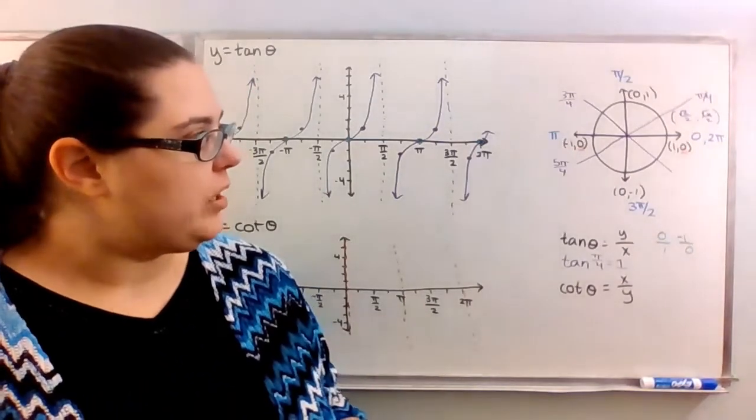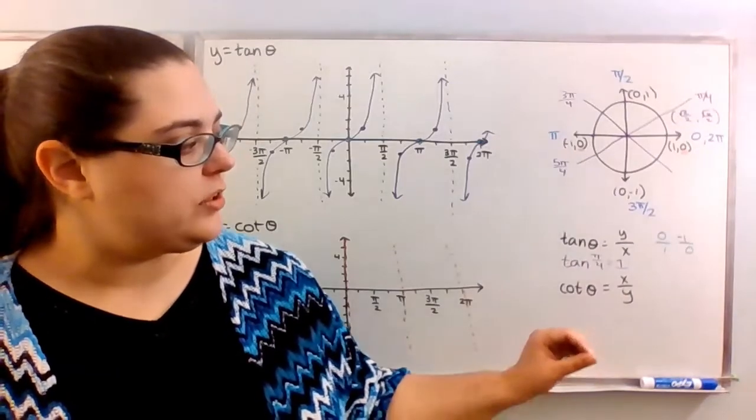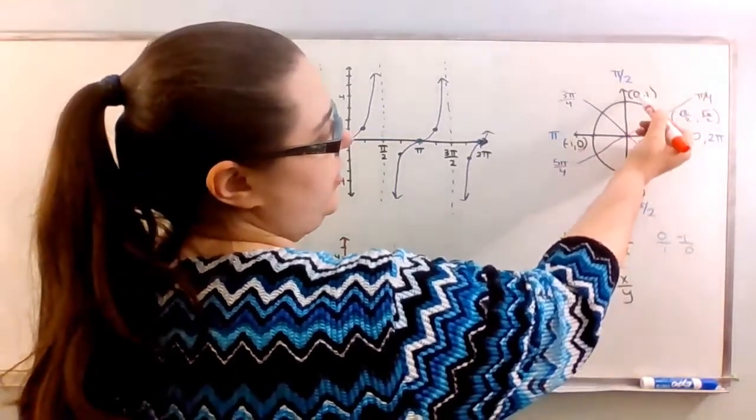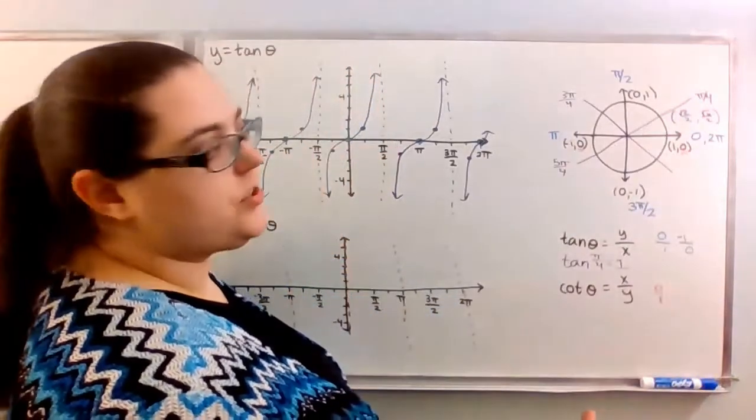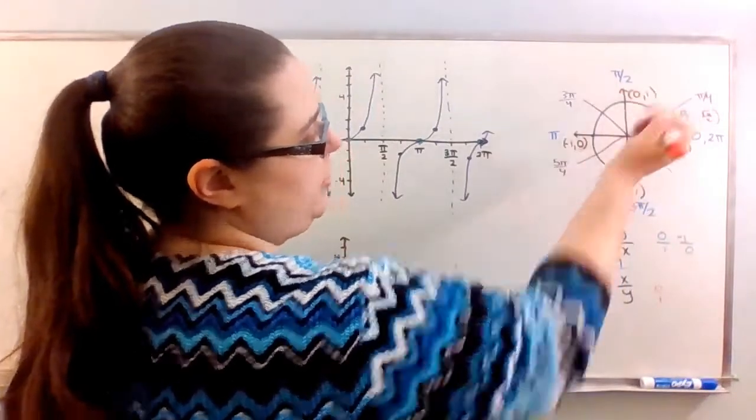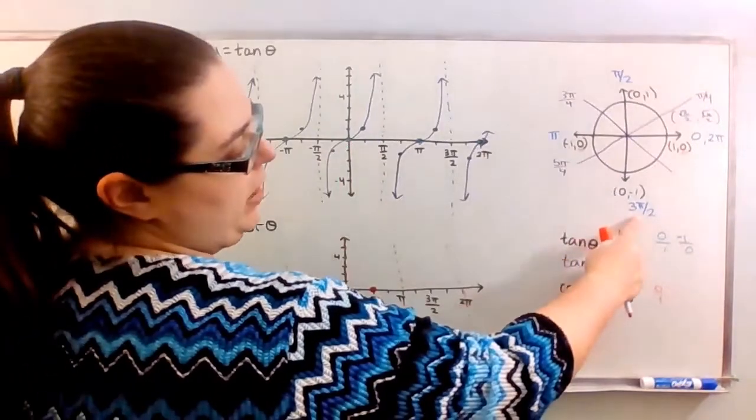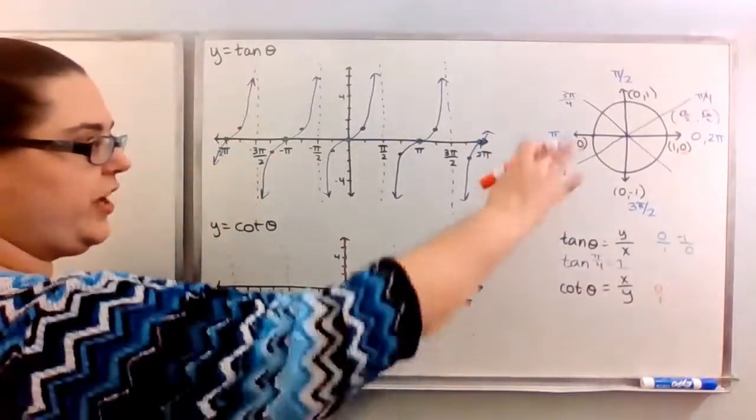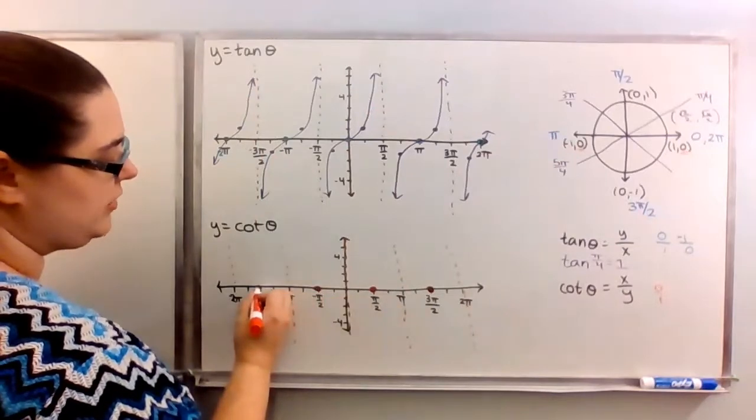Then, when we have the ratio of like 0 over 1, so now we have like an x value here of 0 and a y value of 1, that's where we're going to get our x-intercepts. So cotangent is going to be 0 at pi halves because we'll have 0 over 1. It'll be 0 at 3 pi halves because we'll have 0 over negative 1. And then if I had moved clockwise, I'd get an intercept here at negative pi halves and negative 3 pi halves.